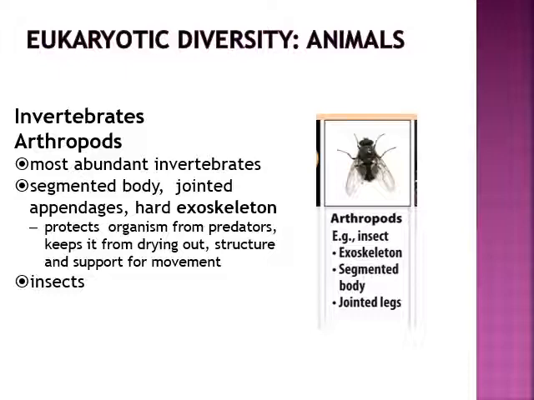These guys have jointed appendages. They also have a hard exoskeleton. This is what protects them from predators and keeps them from drying out, as well as provides some structure and support for movement. For the most part, these are the insects that we usually think about as our arthropods. That's why we have so many of them. They are the most abundant kind of invertebrates and probably the one you think of most as well.